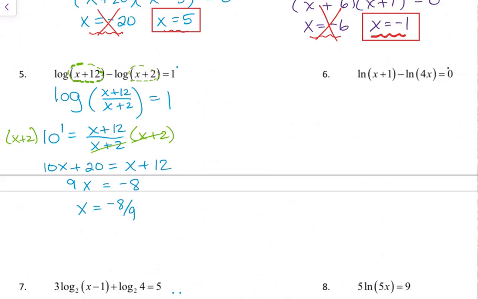And again, I need to check that solution before I keep it. And -8/9 is a little less than -1. So something less than -1 plus 12 would still be positive. Something less than -1 plus 2 would still be positive. Therefore, I do get to keep that solution.